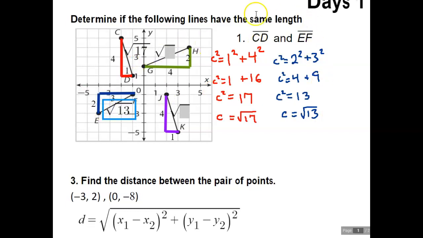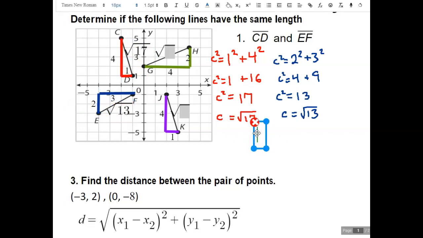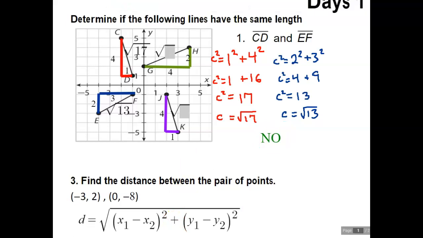So then clearly the answer here to this question, determine if the following lines have the same length, would be no. This one's square root of 17, this one's square root of 13. So our answer would be no.